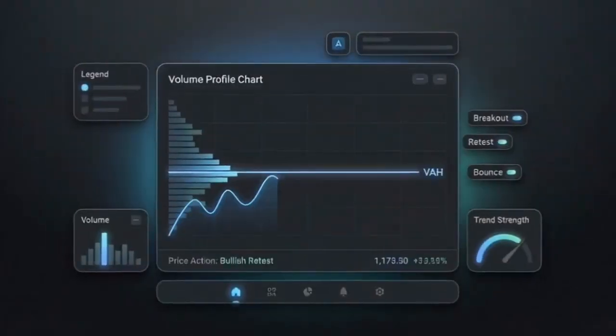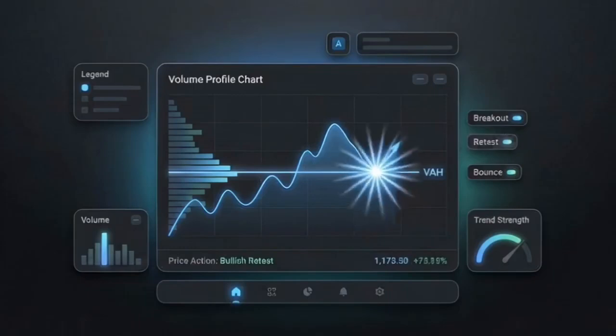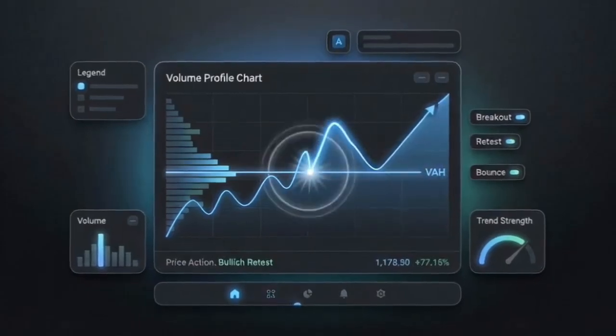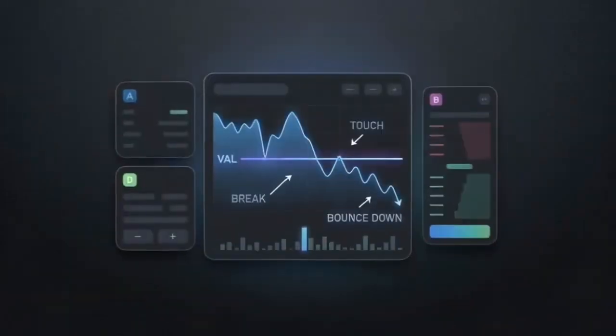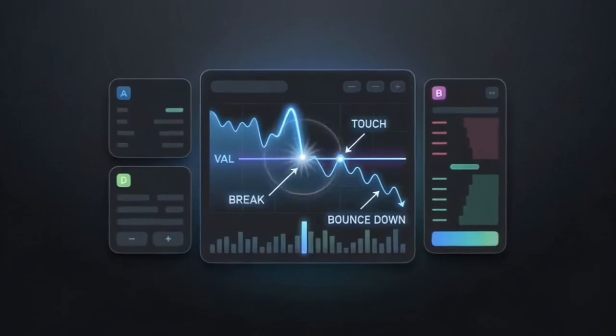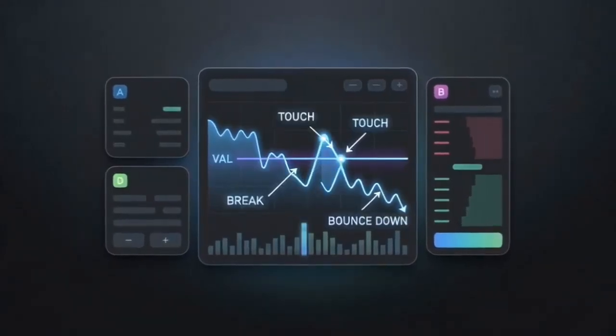On breakouts, when price breaks above the value area high and holds above it on a retest, that level becomes new support. When it breaks below the value area low and retests, that level becomes resistance.